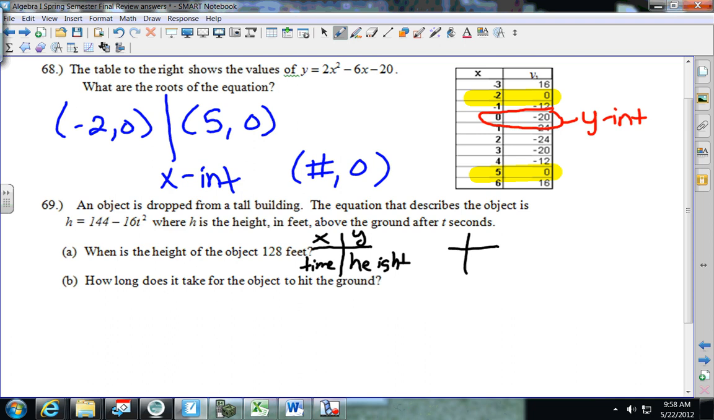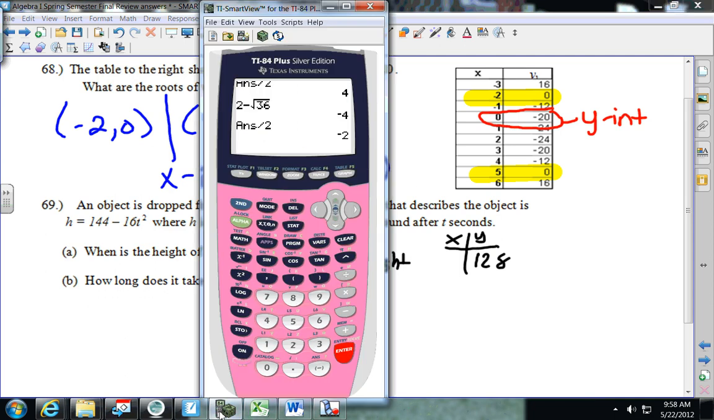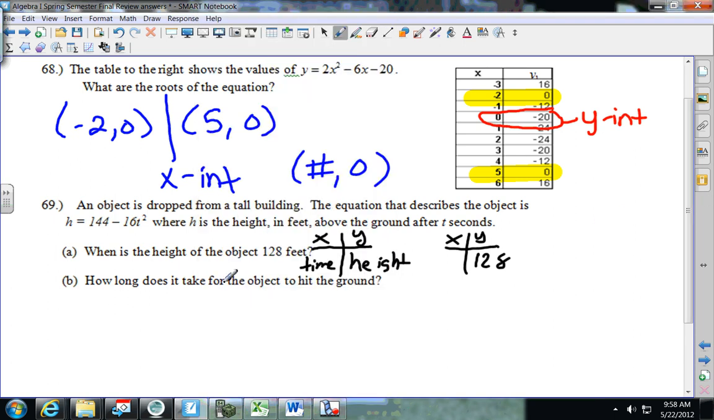Well, it wants to know at what time the ball is at 128 feet. I'm going to go in the calculator, go to y equals, and put in there 144 minus 16 x squared, because we don't use t. Press second graph. Look and see where y is 128. I'm right on it right here. It is at 1. So this is true at 1 second.